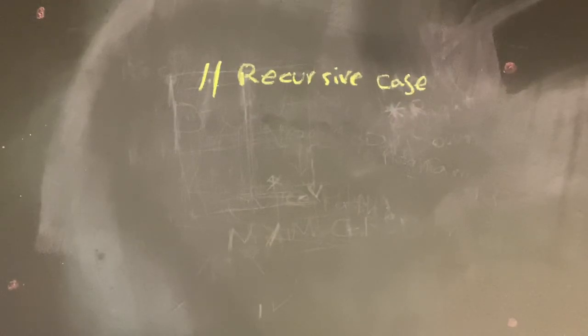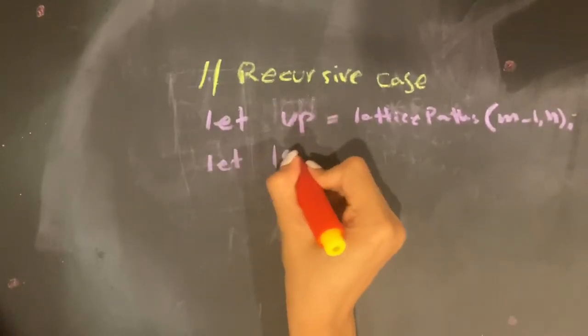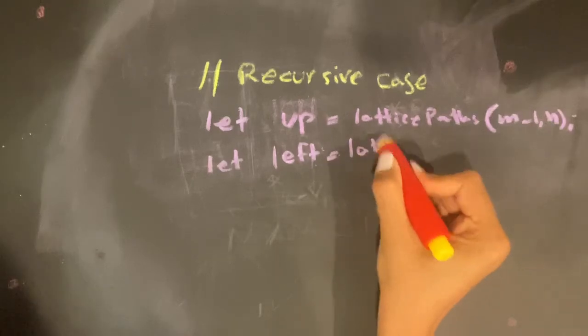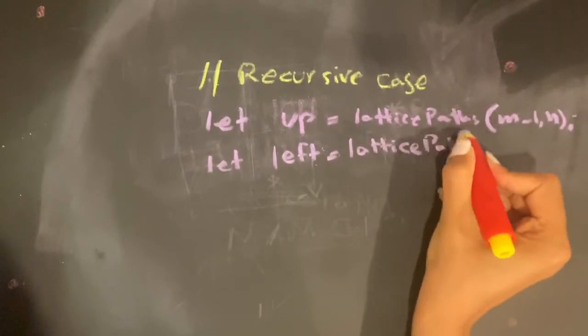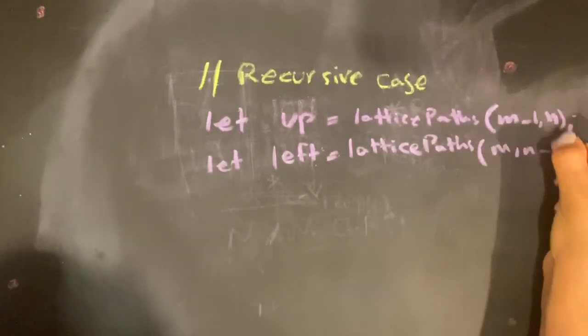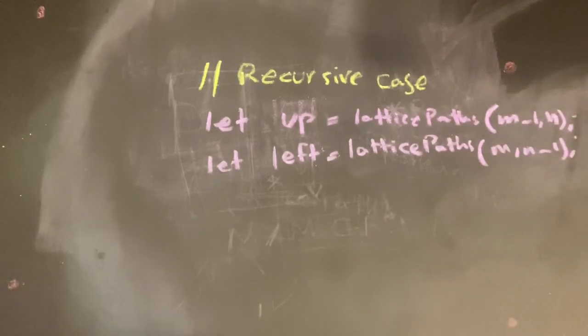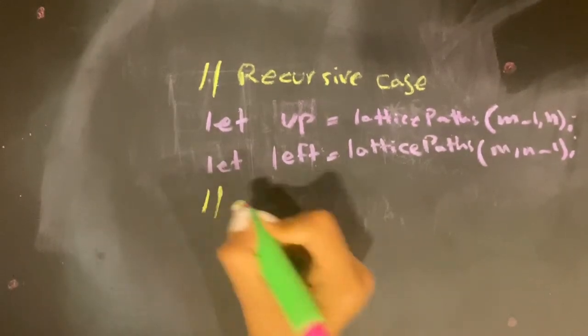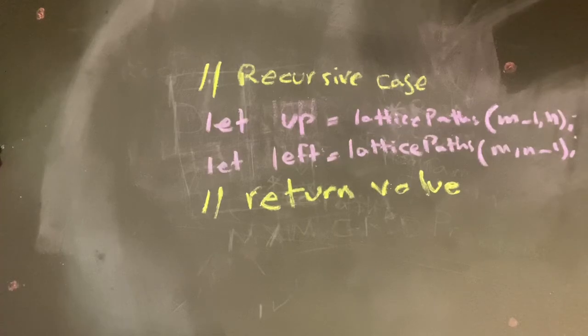Then we need to write our recursive steps. So our recursive steps for moving up is decrementing m by 1, and moving left is decrementing n by 1. And then lastly, we want to make sure we return. So what do we want to return? That is the summation of up plus left.